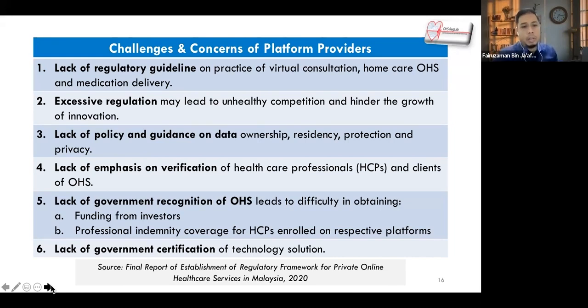Fourth, lack of emphasis on verification of healthcare professionals and clients of OHS. Fifth, lack of government recognition of OHS leading to difficulty in obtaining funding from investors and professional indemnity coverage for ACPs enrolled on respective platforms. So, for example, there are companies approaching us since 2017 because they do not have any method to register their services, and because their services have not been given any validity by the government, they have problems with funding from investors and growth. And lastly, lack of government supervision for the technology solution.